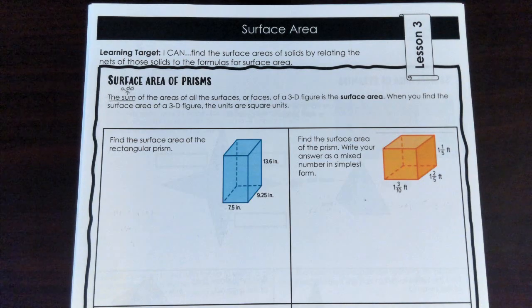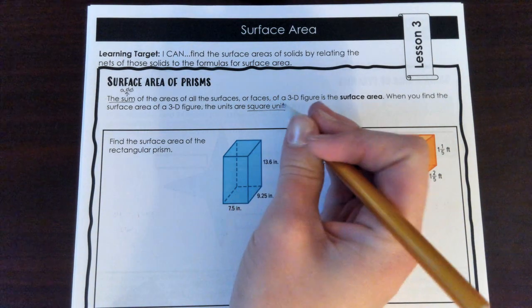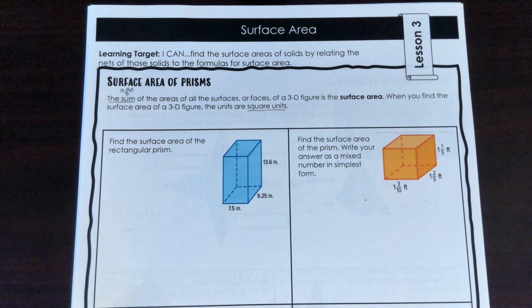When you find the surface area of a 3D figure, the units are going to be square units. So just like with finding the area of a composite figure and how we labeled that with inches squared, feet squared, we're going to do that with surface area too. So it's like wrapping a gift. The amount of paper you use that covers that would be the surface area.